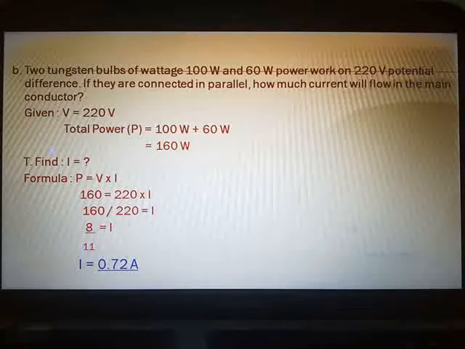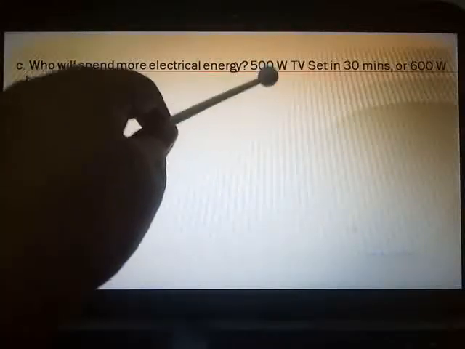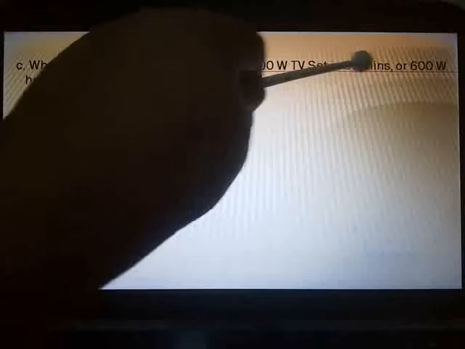Next, example number 3, that is C. Who will spend more electrical energy? 500 watt TV set in 30 minutes or 600 watt heater in 20 minutes? Two electrical devices are ahead of us. One is TV set, one is heater. TV set has consumed 500 watt power in 30 minutes and heater 600 watt in 20 minutes. Let us see who has spent more electrical energy.